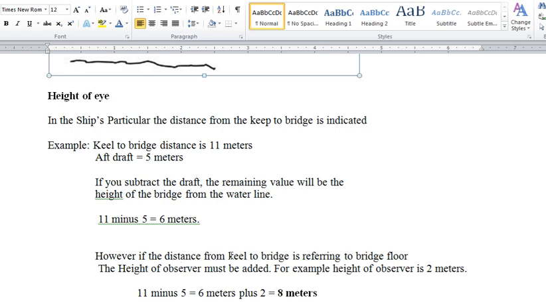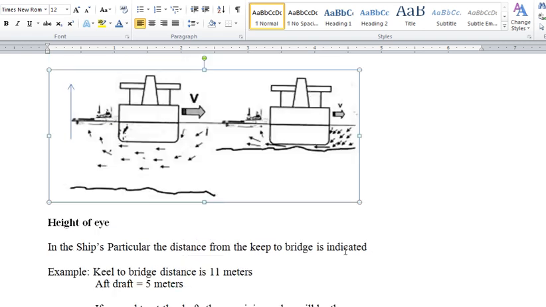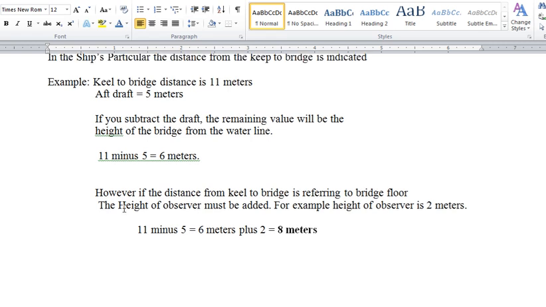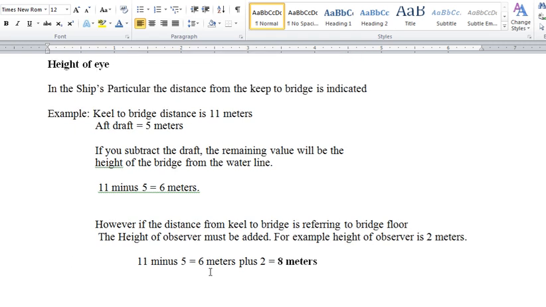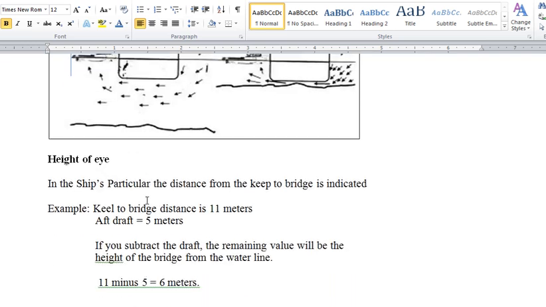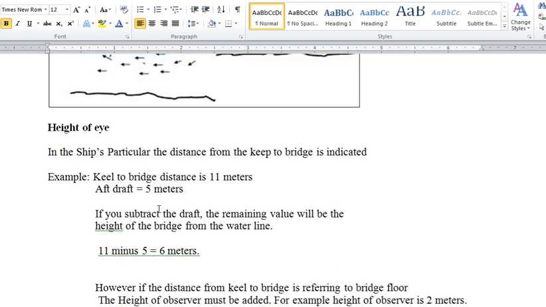However, if the distance from keel to bridge refers only to the bridge floor, then of course we still add the height of the observer. For example, the observer is tall, about 2 meters. So 11 minus 5 is 6 meters, then we add the 2 meters of the person's height. From the waterline to the height of eye is 8 meters. Usually that is the exact way to get the height of eye.